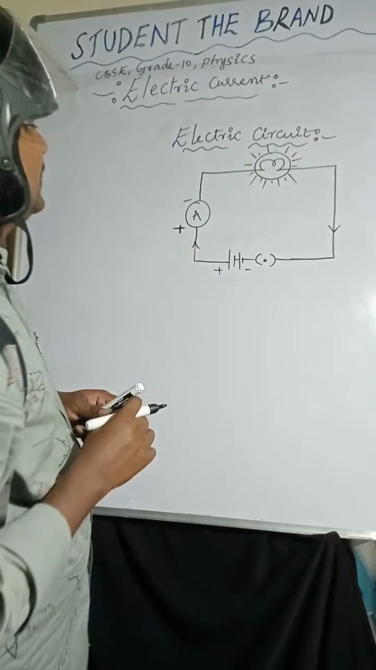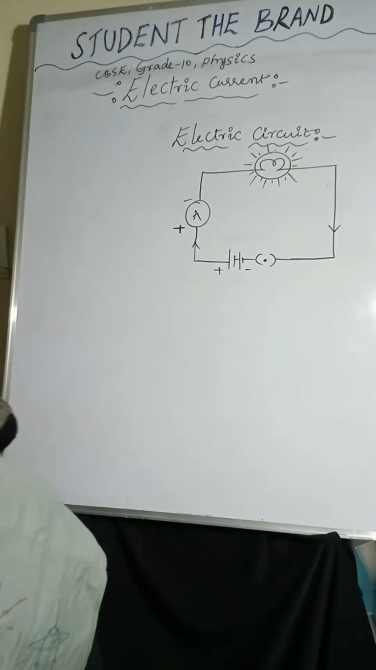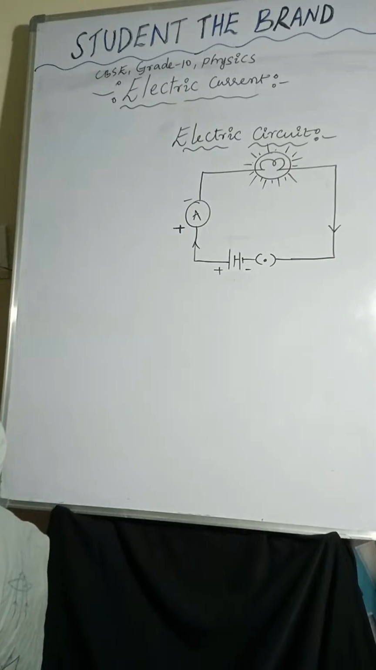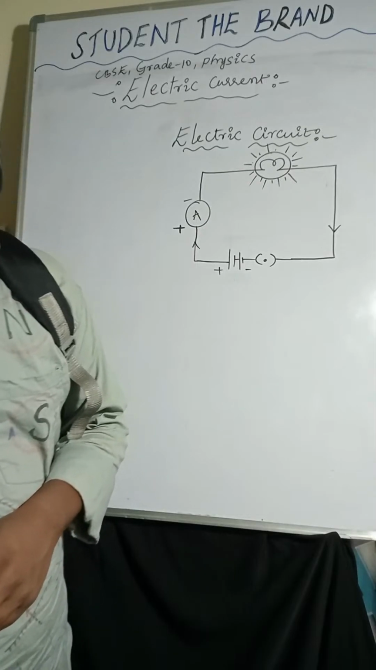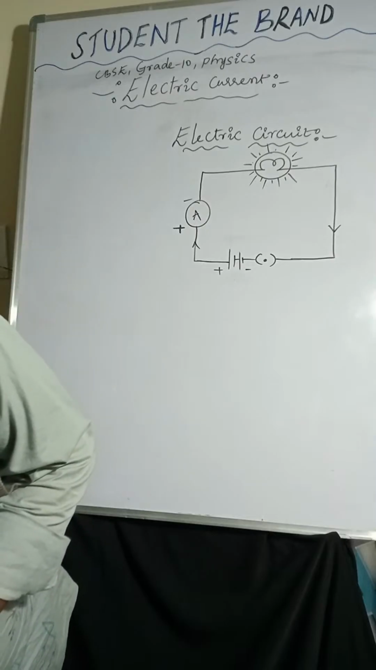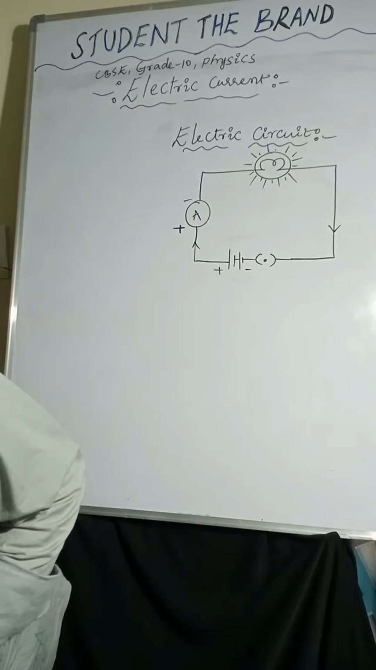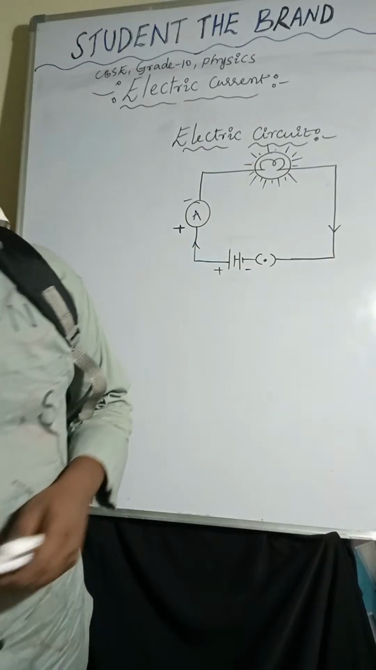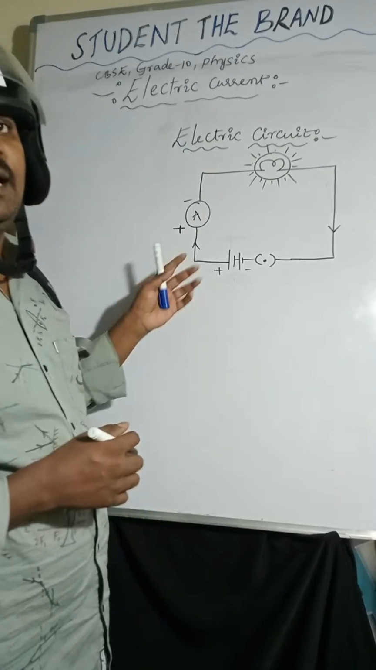Electric circuit is nothing but a continuous and closed path of an electric current. A continuous and closed path of an electric current is known as an electric circuit.